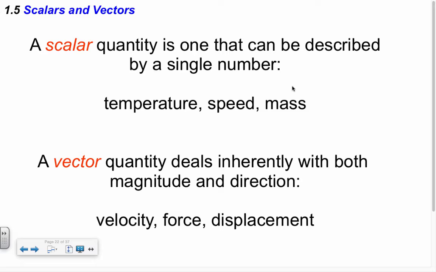A vector, however, has both magnitude and direction. So it's something like a velocity, meaning I'm going 100 miles an hour west, or a force, I'm pushing with 10 pounds or 10 newtons down. A displacement is how far you've traveled in a certain direction. Take 10 steps east.